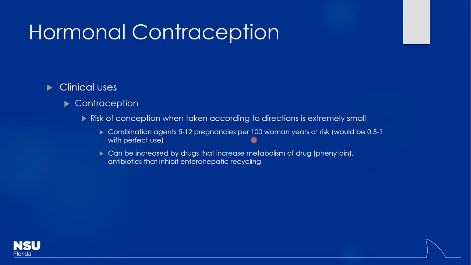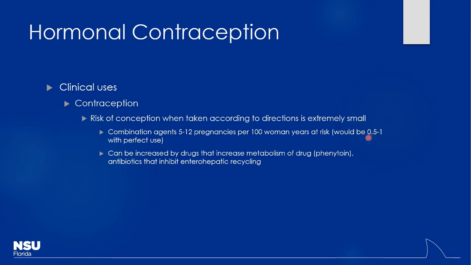What does that mean? So if you followed 100 women for 1 year, or maybe 50 women for 2 years, you'd see a total of about 5 to 12 pregnancies with typical use. So given the fact that they may miss doses, they may mess up the cycle and take the wrong pills or something like that, you may find some pregnancies there.